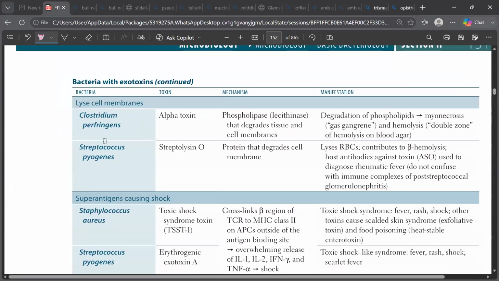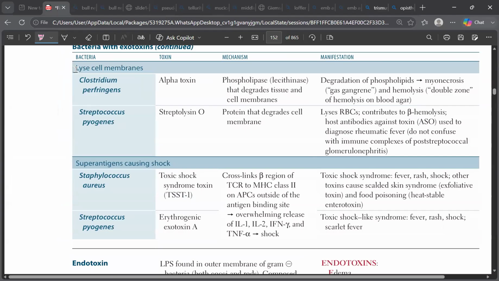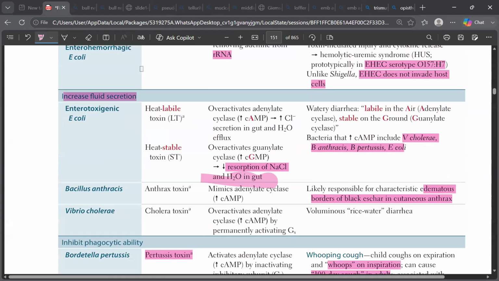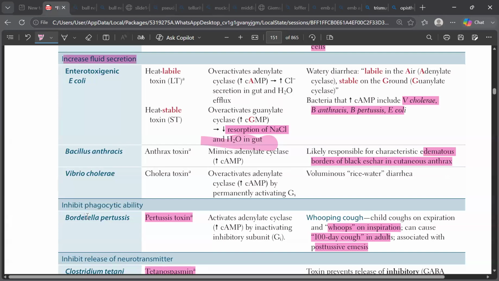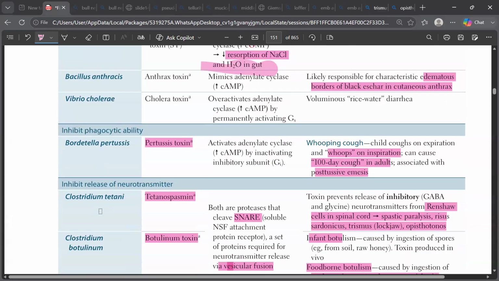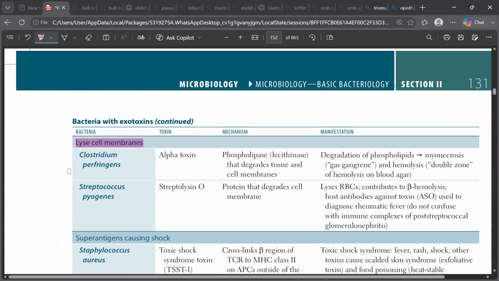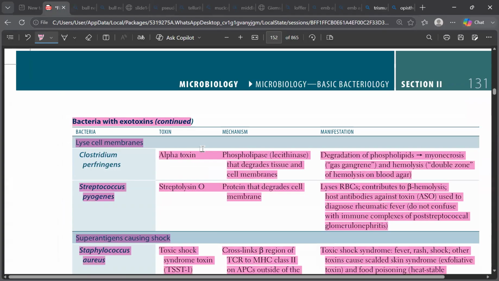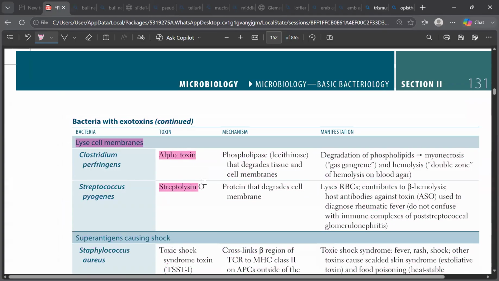Now we have bacteria with exotoxins continued, and these bacteria now lyse the cell membrane. We have discussed bacteria that inhibit protein synthesis, that increase fluid secretion, that inhibit phagocytic ability, and then inhibition of release of neurotransmitters, and now we have lysis of cell membranes. Clostridium perfringens and Streptococcus pyogenes. So Clostridium has alpha toxin, and Streptococcus has streptolysin O. Alpha toxin is a phospholipase or lecithinase that degrades tissue and cell membranes. There's degradation of phospholipids that causes myonecrosis or gas gangrene and hemolysis, a double zone of hemolysis on blood agar.